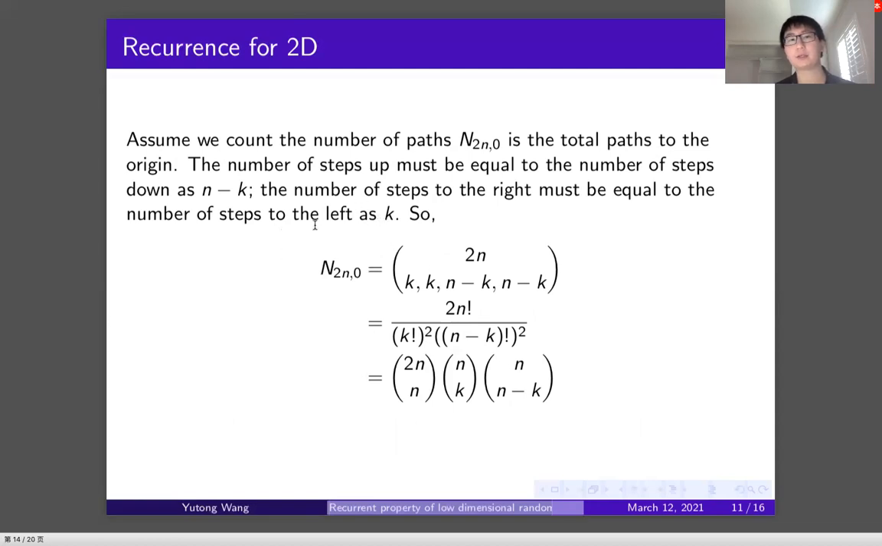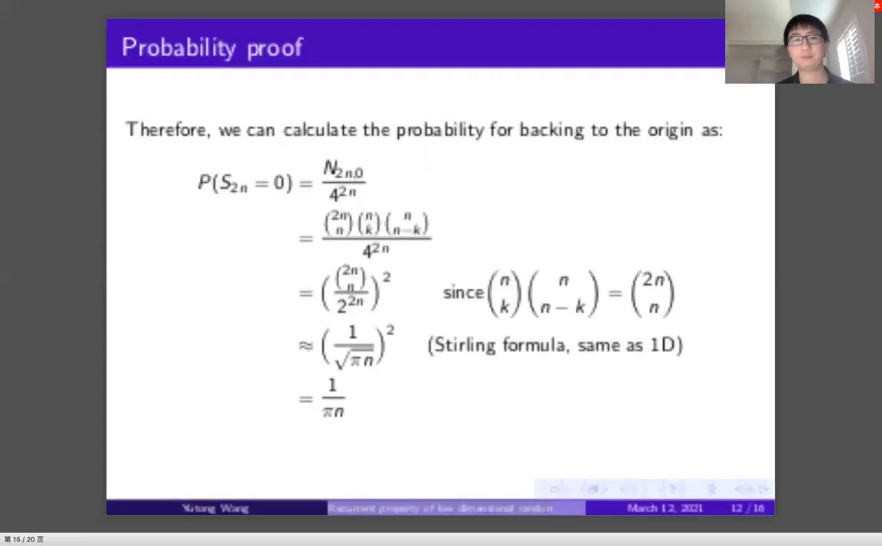And k is the number of steps to the left. As you know, if you want to go back to the origin, the numbers of steps in two opposite directions should be the same. So we denote left as k and also right as k, and therefore the steps going up will be n minus k and going down will also be n minus k. So we can get this form, and we know the probability is capitalized N divided by the total number.